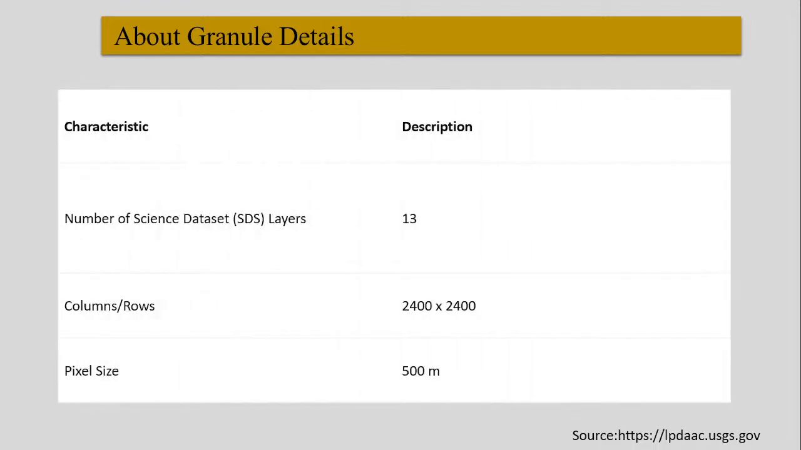After the video you will know all about these things. So granular means the MODIS data has different types of layers. In this video, the data we are using contains 13 layers. That means the number of science data sets is 13, the column and row is 2400 by 2400, and the pixel size or spatial resolution is 500 meters.